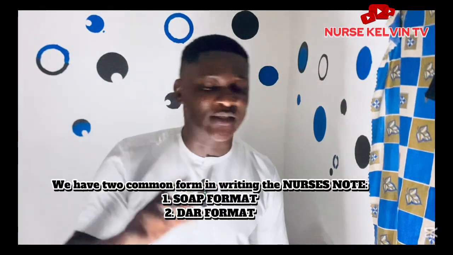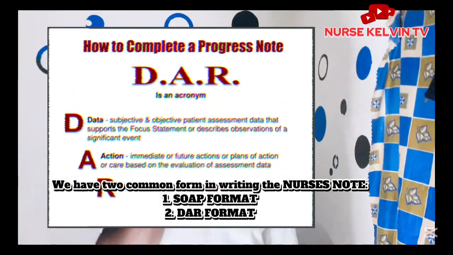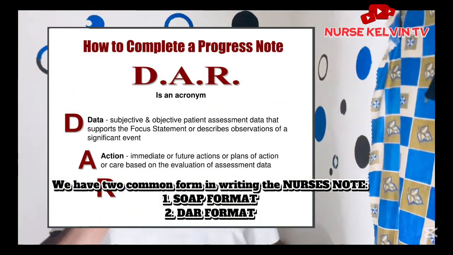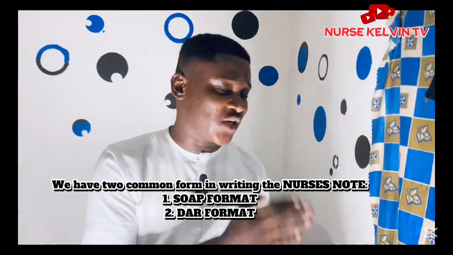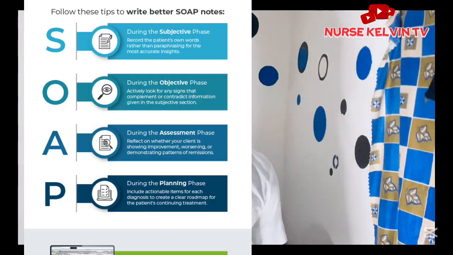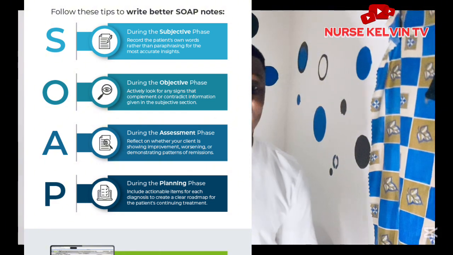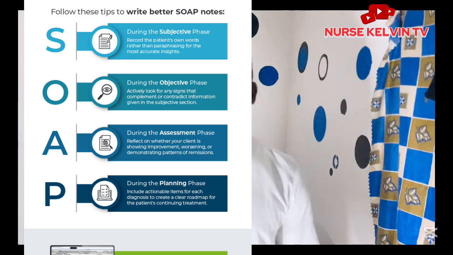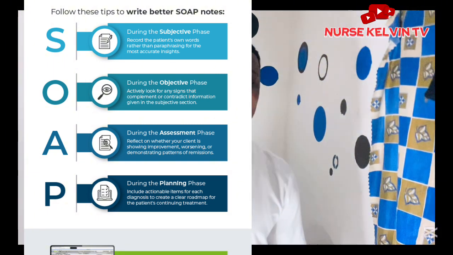You get me, guys? Then we have different formats in writing the nurse's note. The first one is the SOAP method or SOAP format. Then the second one is the DAR method. When we talk of the SOAP, the S stands for subjective, the O stands for objective, the A stands for assessment, and the P stands for plan or planning.